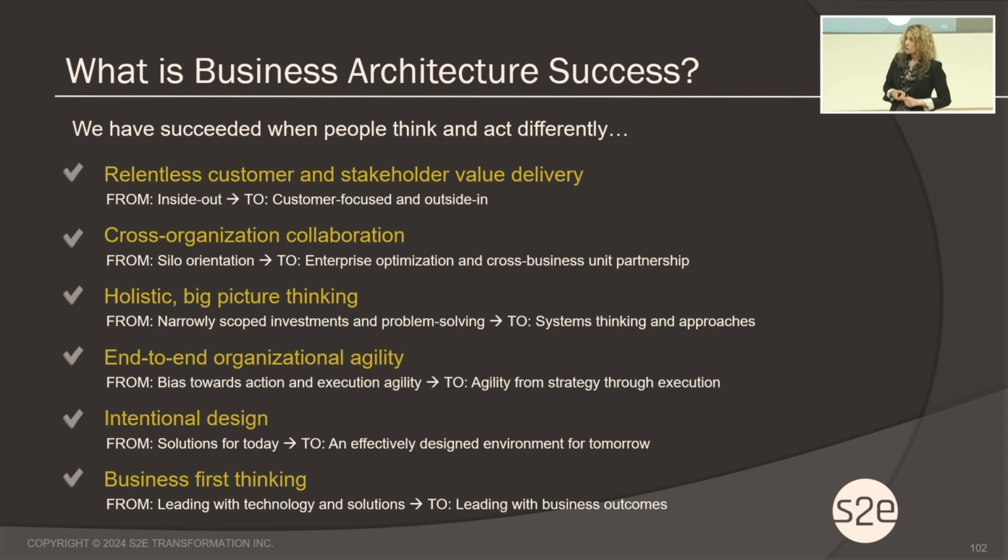When people start collaborating better across silos, when we're thinking big picture, when we're thinking end-to-end strategy to execution and organizational agility, when we're thinking about intentional design and doing so at a high level and in partnership with all our teams, and when we're thinking business first, not just, what's the why? What does this mean through the business lens? Because anything we do with technology, yes, it can give us strategic options, but it's always about the business, right? Those things always come back to the business. So really framing it there first.